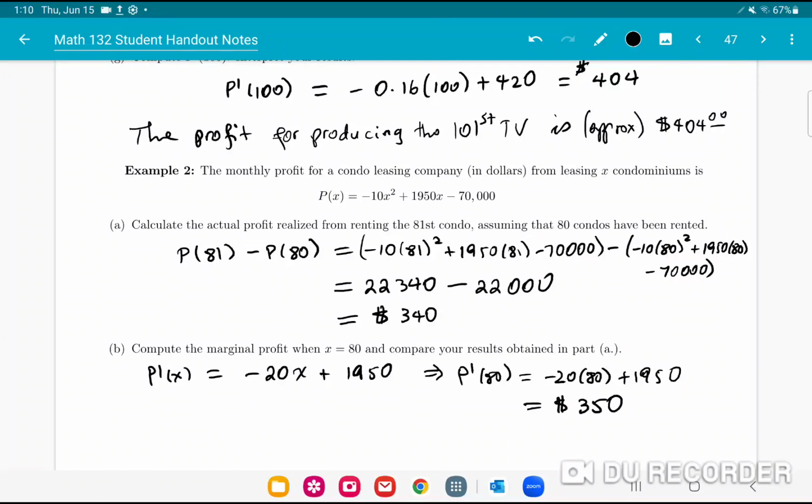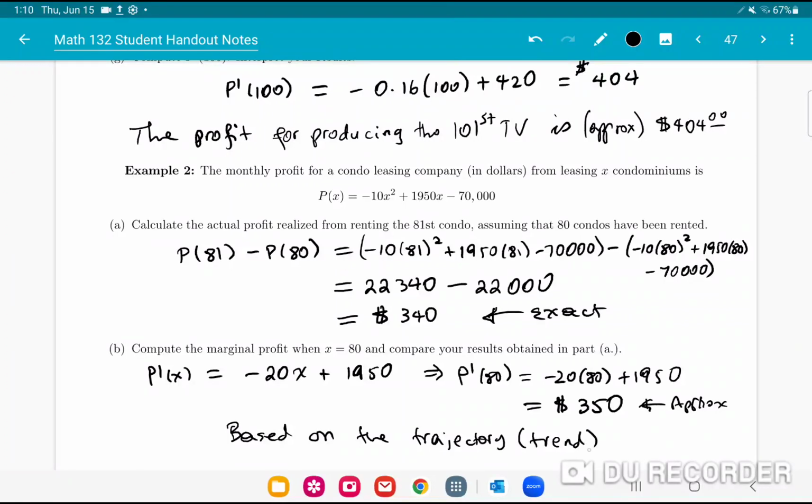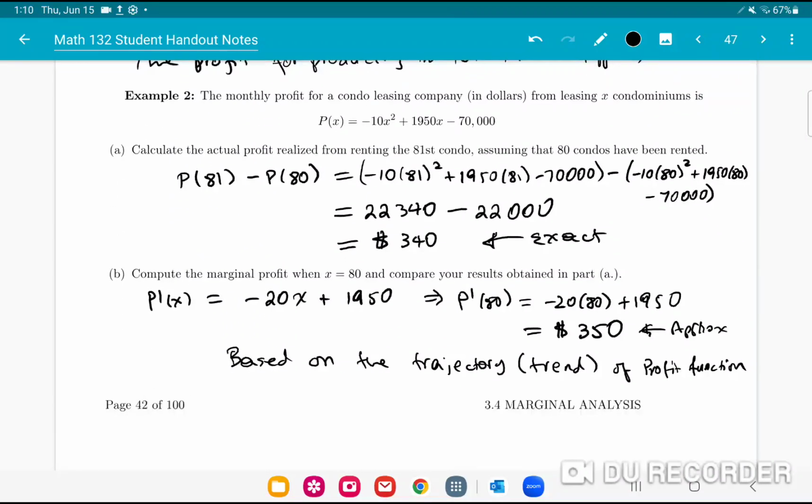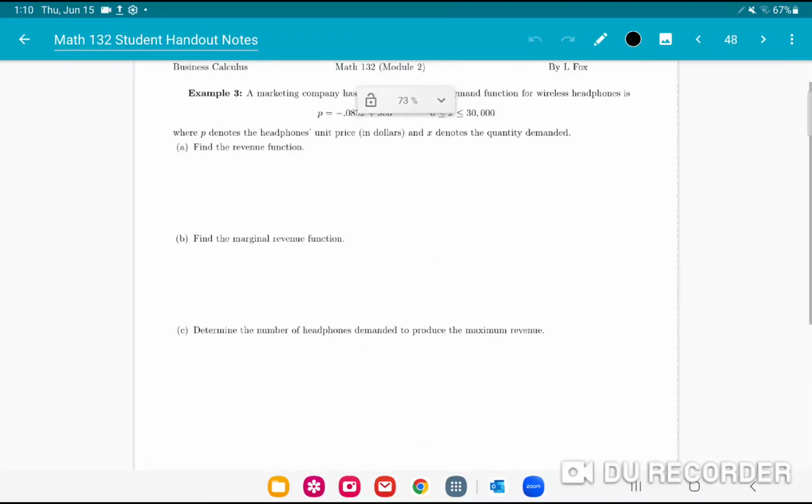So it's almost the same. They are almost equal, not exactly. When you compare, this is exact, and this one is approximate, and this one is based on the trajectory or trend of the profit function P. That's the exact calculation for producing the 81st particular unit. Okay, two more pages to go.